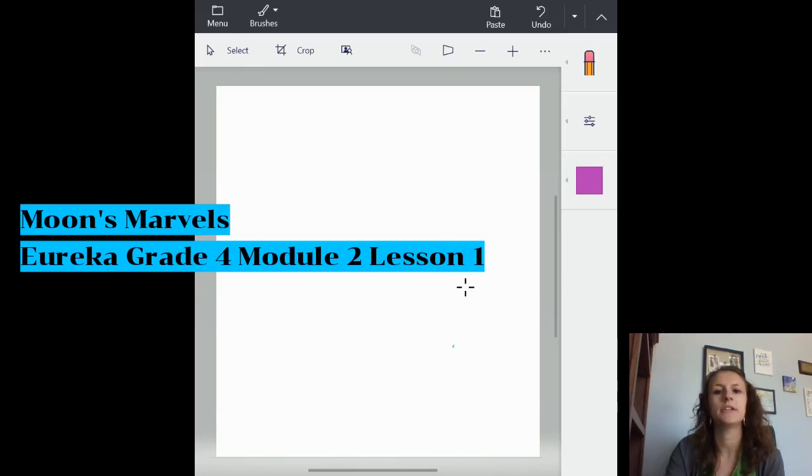Right, so we are here to go over changing our metric measurements in terms of our length. So this directly aligns to Eureka Grade 4, Module 2, Lesson 1. It also directly aligns to what we as a community did during our live lesson on April 13th.